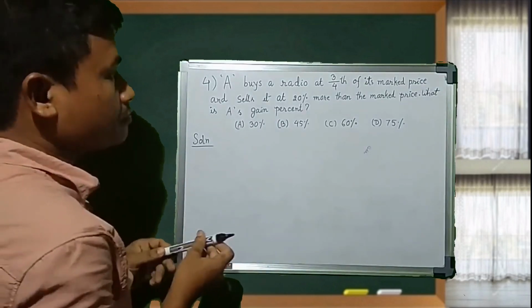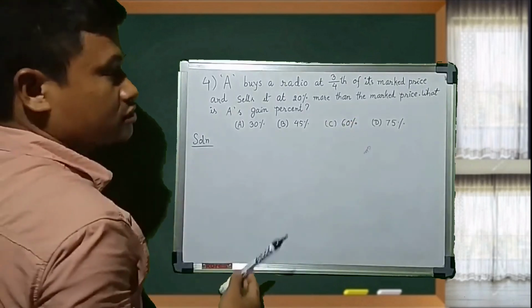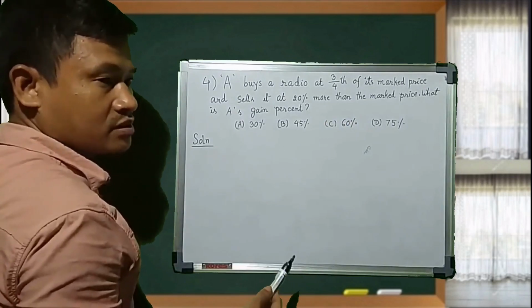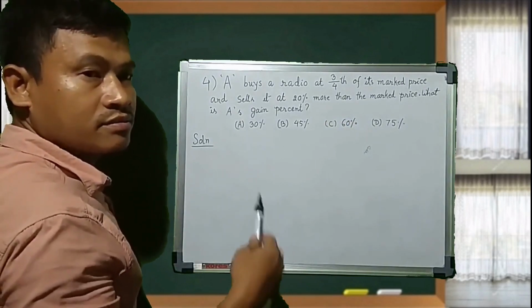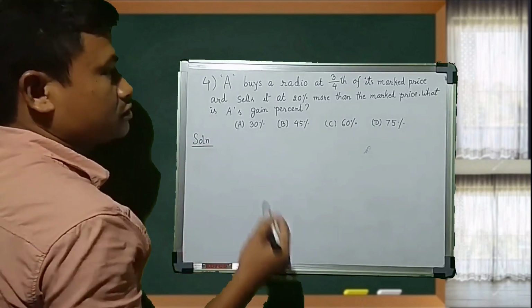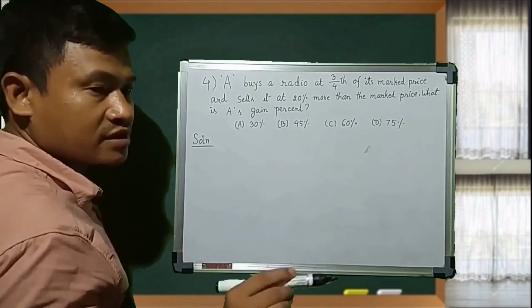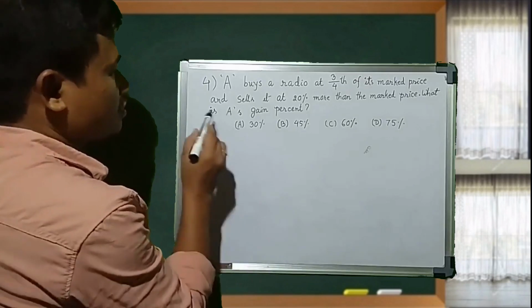So first of all, you should know what marked price is. Marked price is the printed price which is written over the article. Did you understand? Marked price means the printed price which is printed over the article.